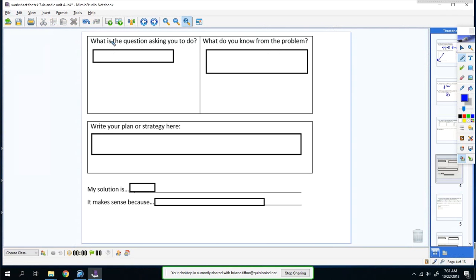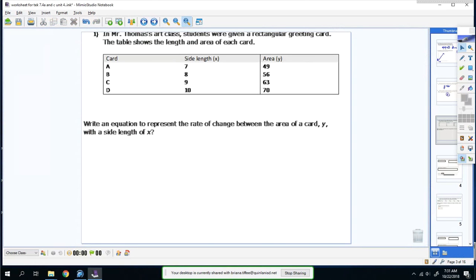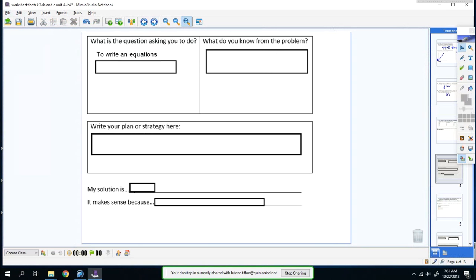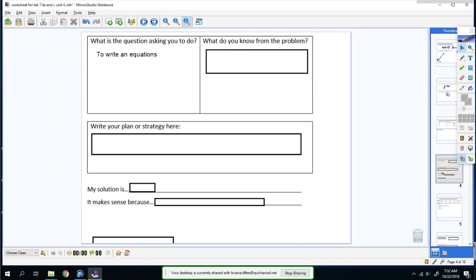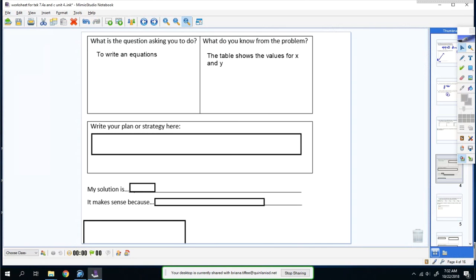The chart I want you to fill in says, what is the question asking you to do? And what do you know from the problem? So this question is asking write an equation. Okay, that's what you write. It says to write an equation, so that way we don't get this mixed up. And what do I know from the problem? Well, the only information they gave me from the problem is this table. So the table that shows the values for X and Y.